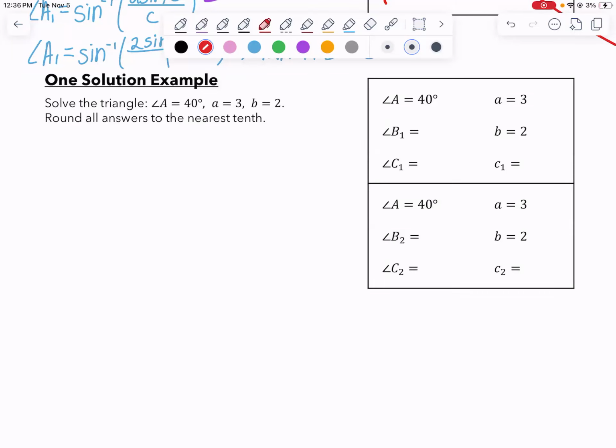So solve the triangle. Angle A is 40, a is 3, b is 2. Round all answers to the nearest tenth. I notice that I am starting with one angle and it's acute.